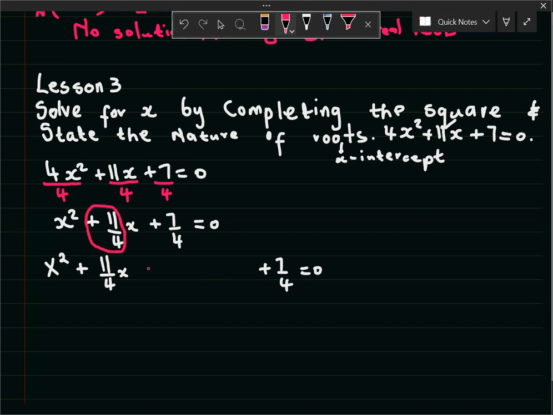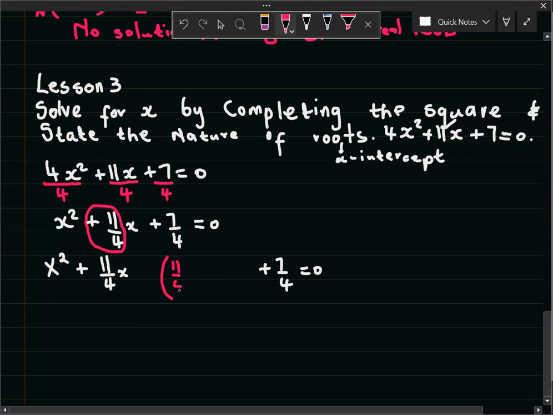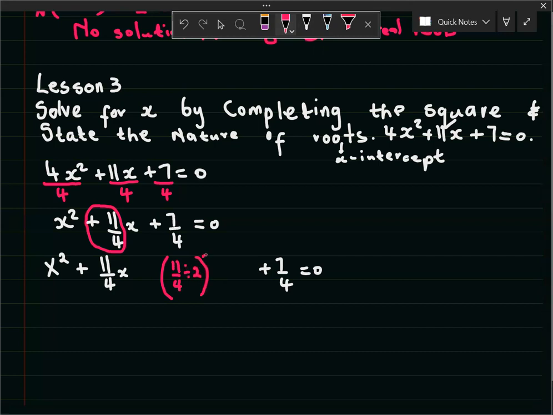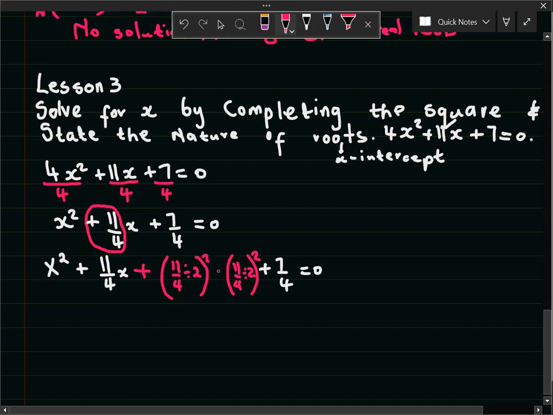Okay, perfect. So the second rule, after we made sure that this is 1 here, is you take your b, right? So our b is 11 over 4. You need to divide your b by 2 and then square. So 11 over 4 divided by 2, then you square. Remember, I said you always start with a plus, then a minus. Never do vice versa. Plus, then a minus. Perfect.